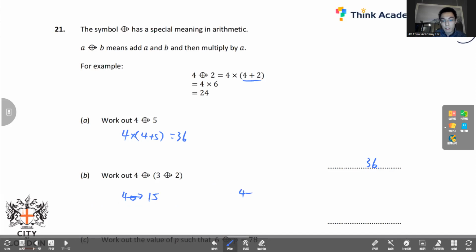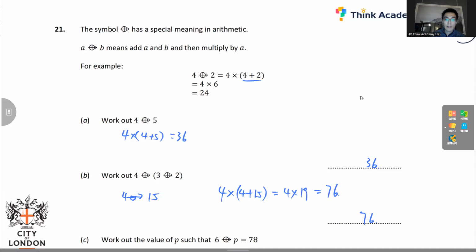Then in the bracket, we have 4 plus 15, which is 19, and then multiply by 4, the number on the left. So it's 4 times 19, and that will be 76. You can do 4 times bracket 20 minus 1, which is 80 minus 4, so it's 76. That's the answer.